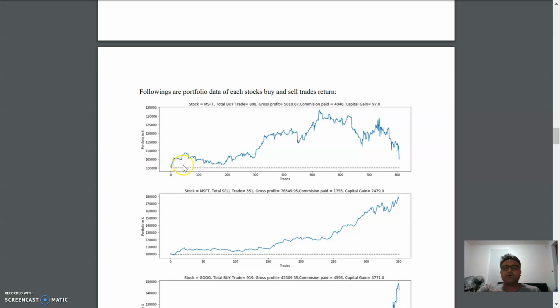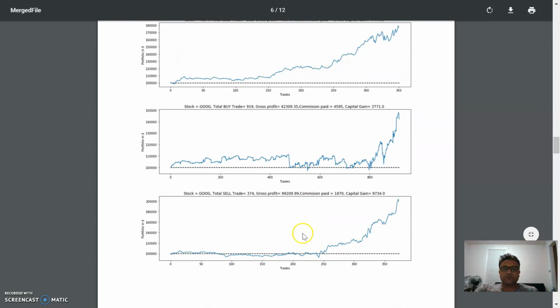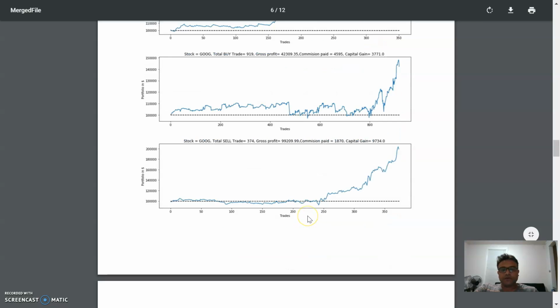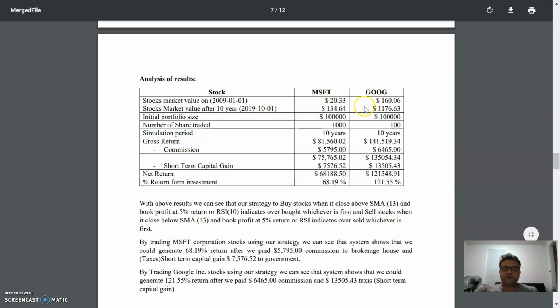these are the portfolio outputs which are generated from the simulation model. If we decide to initiate only buy trades for Google or Microsoft, then for Microsoft, this is the portfolio output. If we decide only sell trades, then this is the output. So these are the outputs generated from the Python program, and this is a table for the analysis of results.